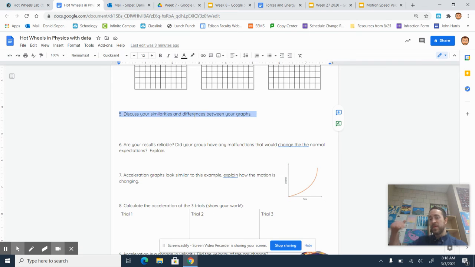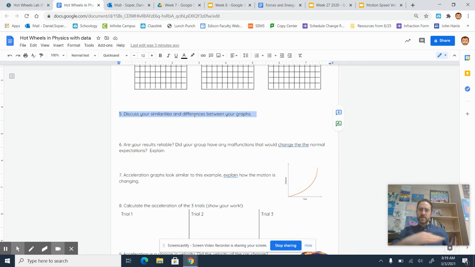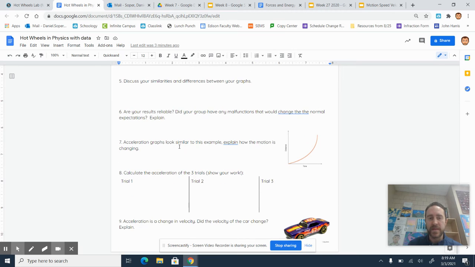The reason behind this is we dropped the cars from a ramp. Initially it goes very, very fast down the ramp. Then, as it comes off the ramp, it levels out and goes slower. So our speed changed over time, and that's what we're looking at today. We are looking at acceleration.